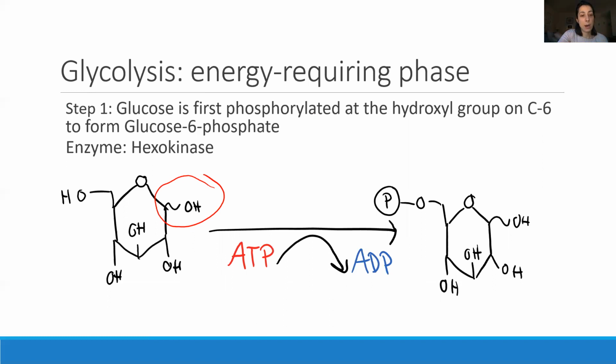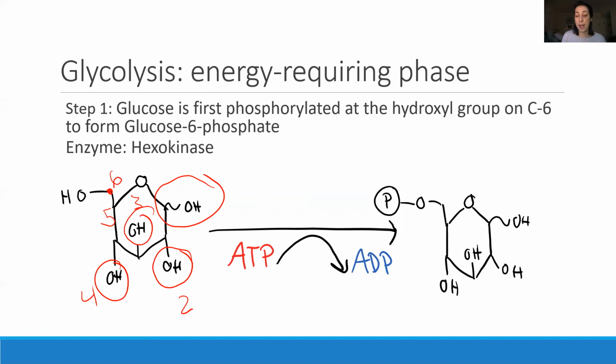The OH groups that are set in place for glucose always go down, up, down. And this is at positions 2, 3, and 4. Here is position 5, and here is position 6, this point right here. So the OH group on position 6 gets phosphorylated. We've seen this type of reaction.